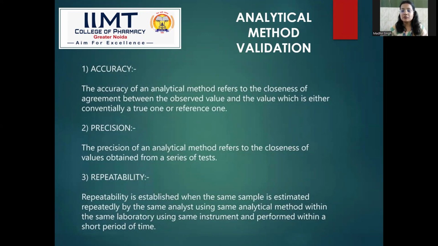Second point is precision. Precision is closeness of values obtained from a series of tests. After the various tests, the closeness is measured. Then repeatability. Repeatability is established when the same sample is examined repeatedly by the same analyst during the analytical method within the same lab, same instrument, and performed within a short period of time.